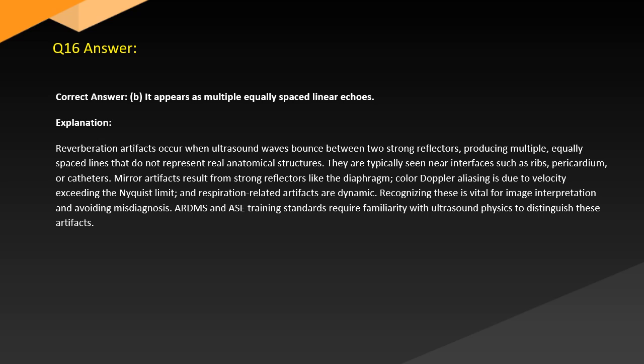Answer. Correct answer: B. It appears as multiple equally spaced linear echoes. Explanation: reverberation artifacts occur when ultrasound waves bounce between two strong reflectors, producing multiple equally spaced lines that do not represent real anatomical structures. They are typically seen near interfaces such as ribs, pericardium, or catheters.